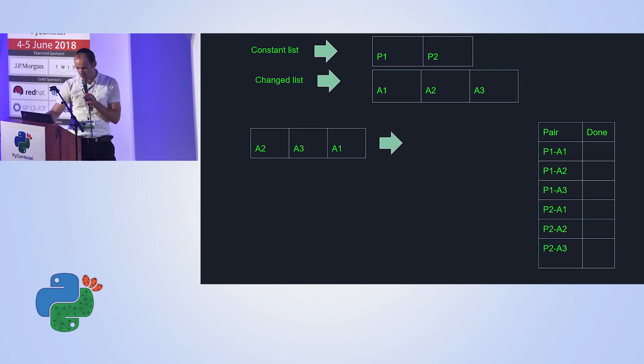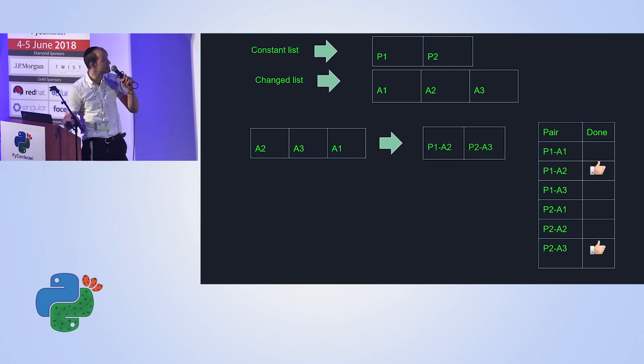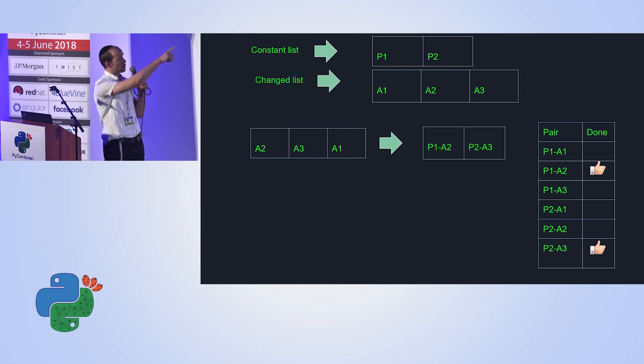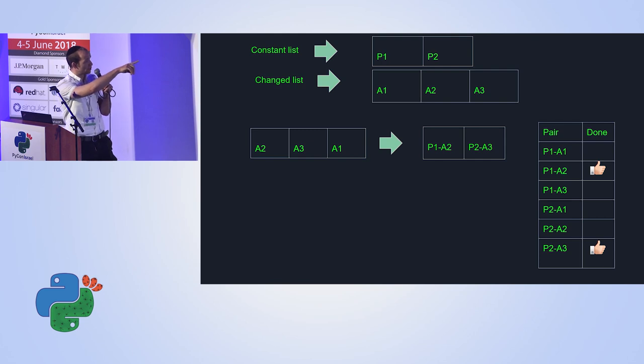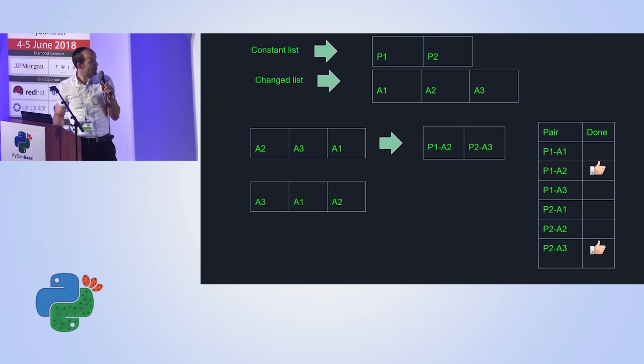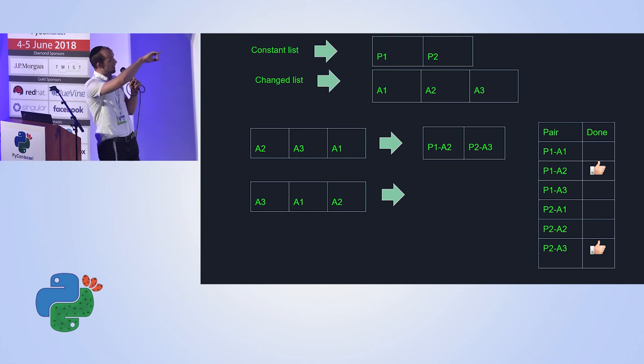And then we pick the first in the PC and the first in Android, and the second in the PC and the second in Android, until the constant list is out. So we have P1 and A2, and P2 and A3. No accident. This is cycle one, and we continue to do so for cycle two and three, and again we reformat the list.